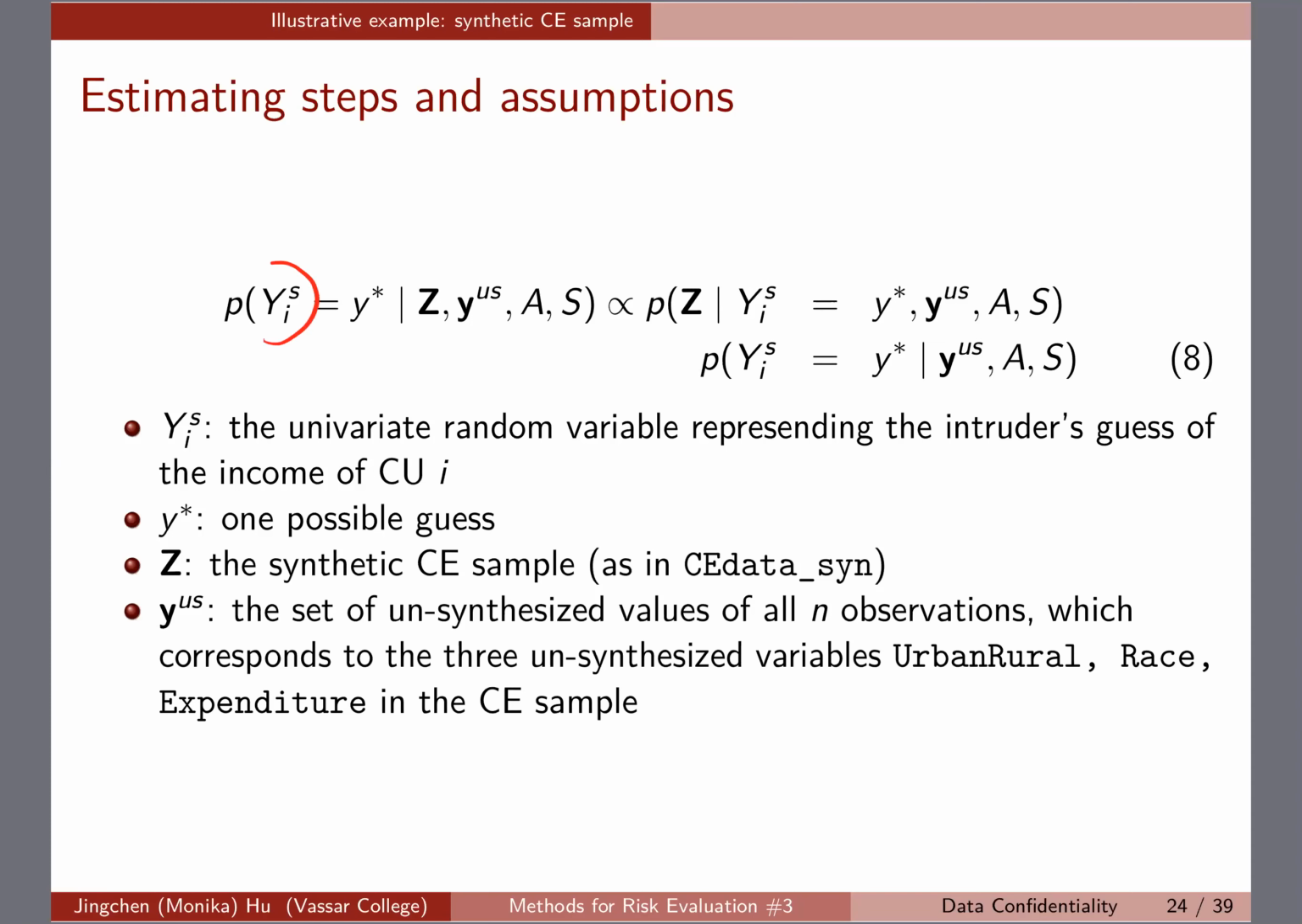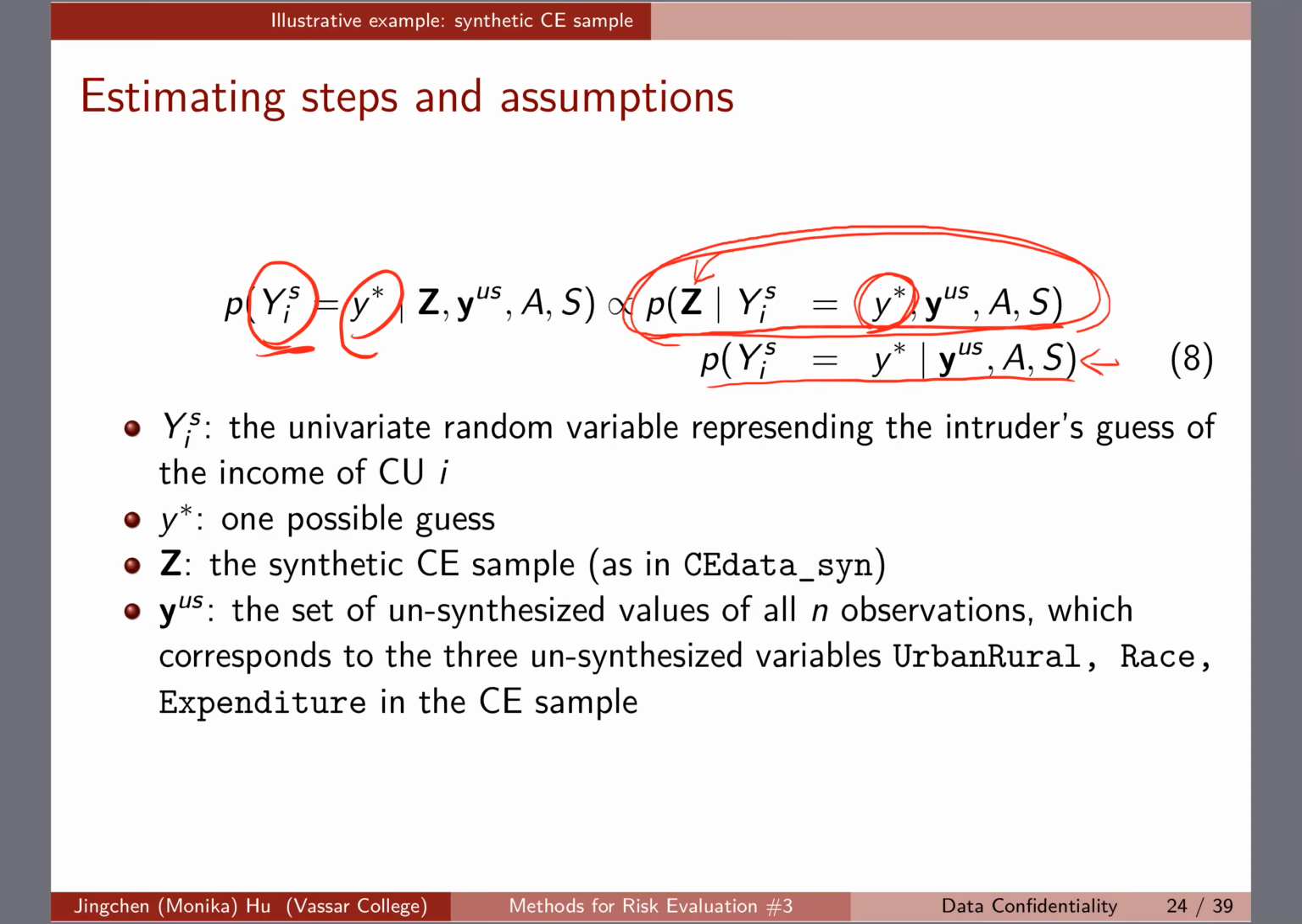Now, Y star is any particular guess the intruder has. By Bayes' rule, the probability is proportional to the product of two terms: if the guess Y star is indeed the value, what is the probability that you will generate your synthetic data, and what is the prior that you have for a particular Y star when you are guessing it. In particular, we use a uniform prior for this. So the key becomes how to compute this particular probability.